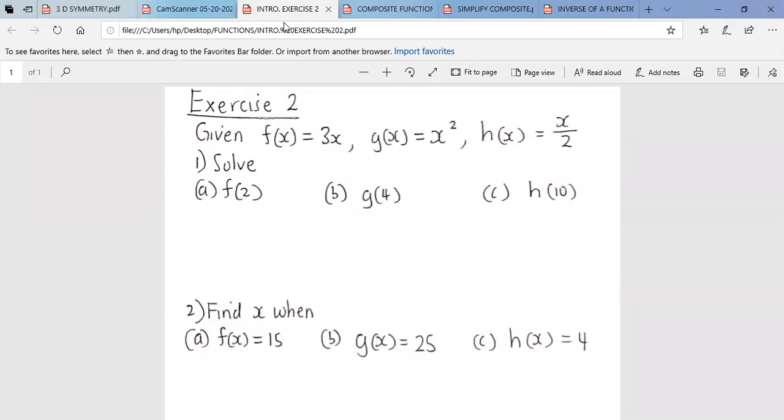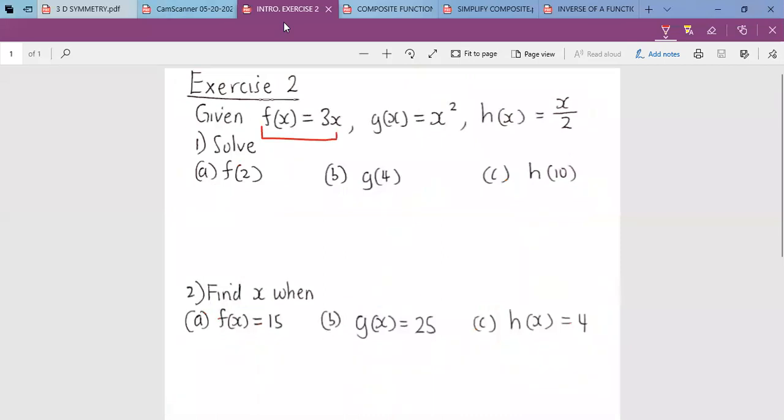Exercise two. Given that function f, and given that function g, and given that function h. Question one, find f of 2. So f of 2 means I'm given my x as 2. So I go to the function of f, and I replace x with 2. So I get my answer 6.